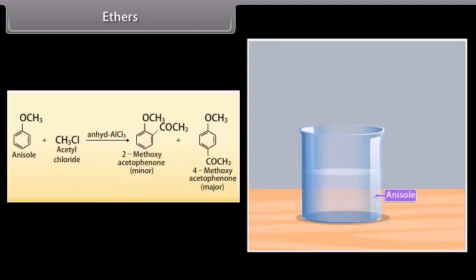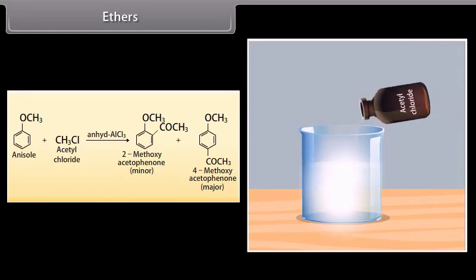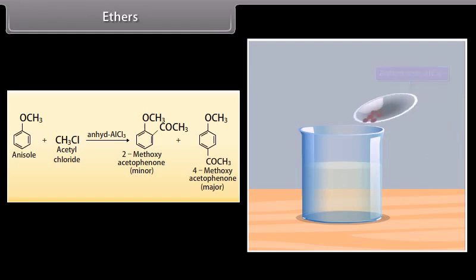Acetyl chloride reacts with anisole in the presence of anhydrous aluminium chloride and forms 2-methoxyacetophenone and 4-methoxyacetophenone.